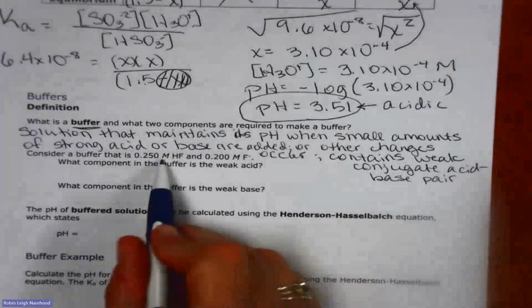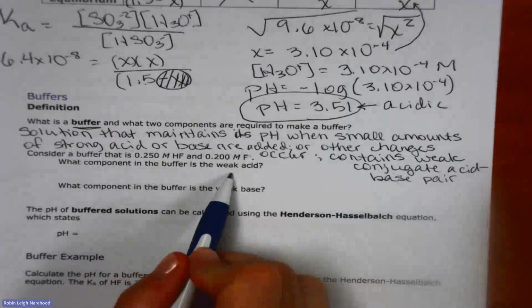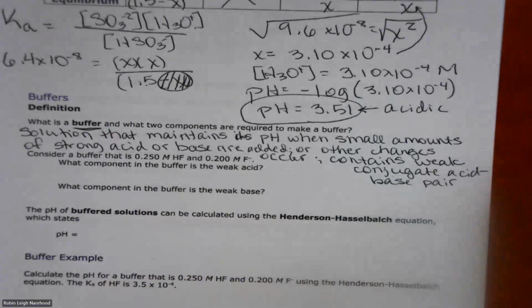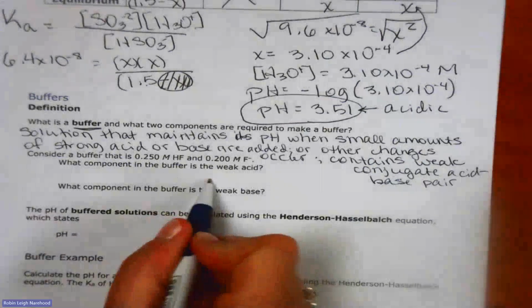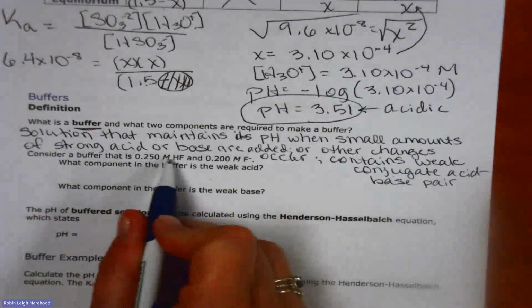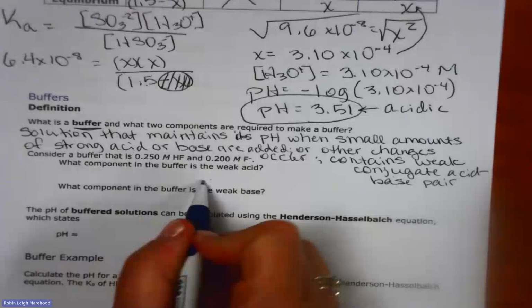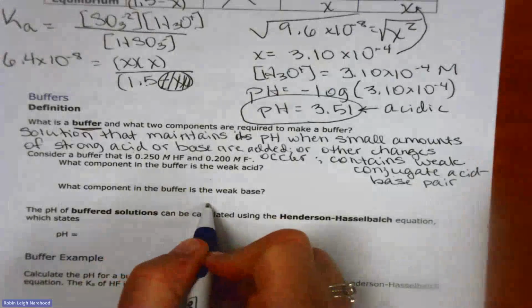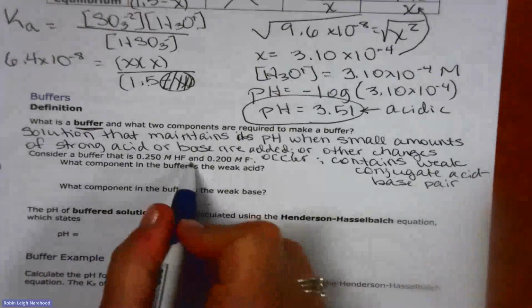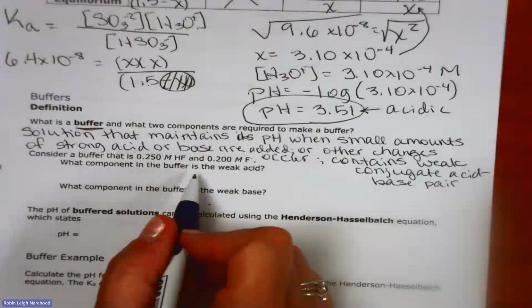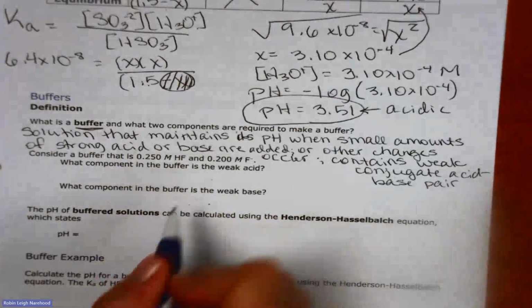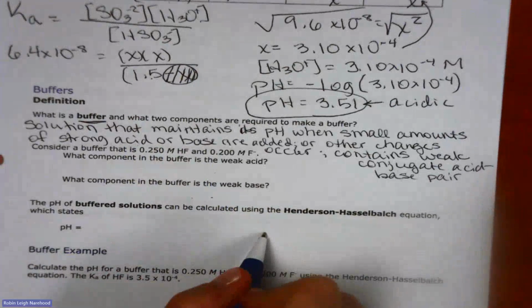And so in this pair, which one is the weak acid? Write down right here, in this buffer, which one is the weak acid and which one is the weak base. Identifying and actually writing down which is the acid and base is going to be important for the equation that we use here.